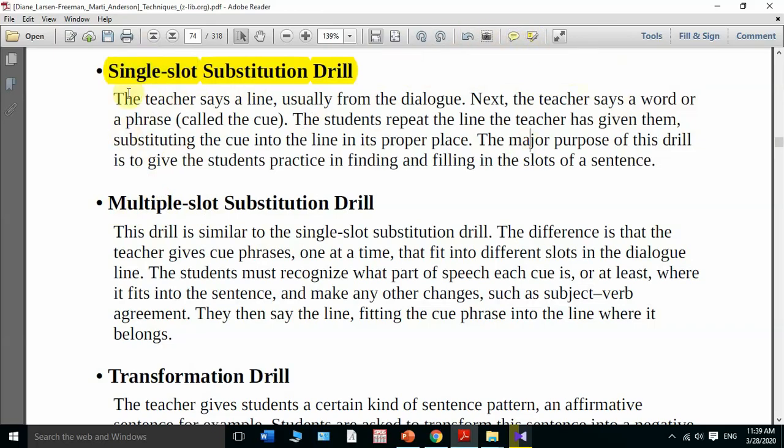در واقع اینجا توضیح میده که معلم یه خط رو میخونه، چه روی بورد مینویسید چه میخونید براشون، معمولا از همون دیالوگی که دارید کار میکنید. بعد معلم، اینو تو پارت یکم توضیح دادم، The teacher says a word or a phrase called the cue. اینو اسمشو cue میذاریم. و بعد the students repeat the line the teacher has given them, but they substitute the cue into the line in its proper place. The major purpose of this drill is to give the students practice in finding and filling in the slots of a sentence.